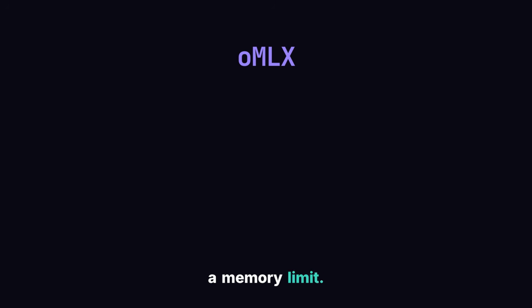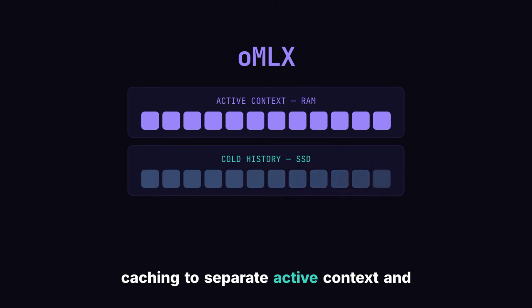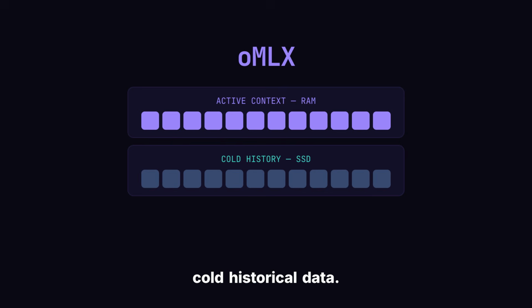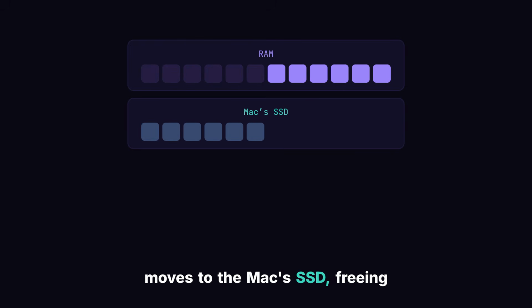Even with those optimizations, power users running massive 35 billion parameter models for complex coding will eventually hit a memory limit. The oMLX framework uses tiered KV caching to separate active context and cold historical data. When RAM fills up, older data moves to the Mac's SSD, freeing memory for new computations. When needed, the model retrieves this context.